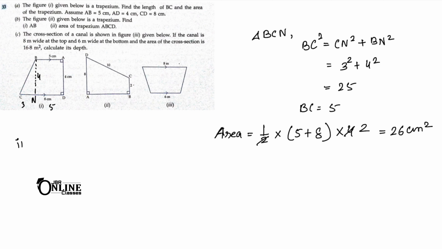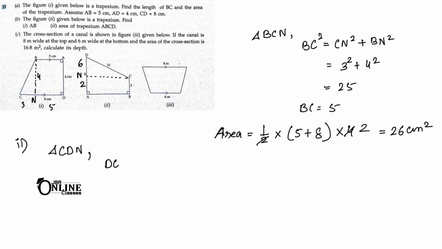So for the second one you have to draw another perpendicular line in this way. Suppose this one is 2, so this one also 2, and if this one is N, then DN will be 6 because here AD equals 8 centimeter. So 6 plus 2 is 8 centimeter. Now from the triangle CDN.